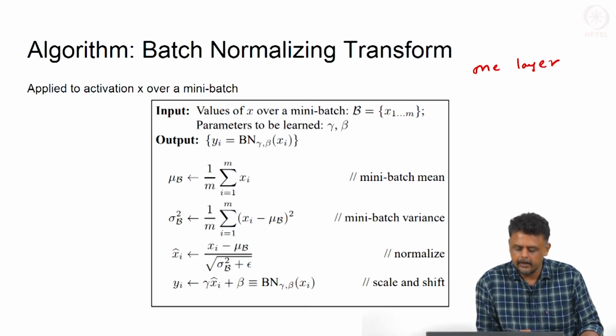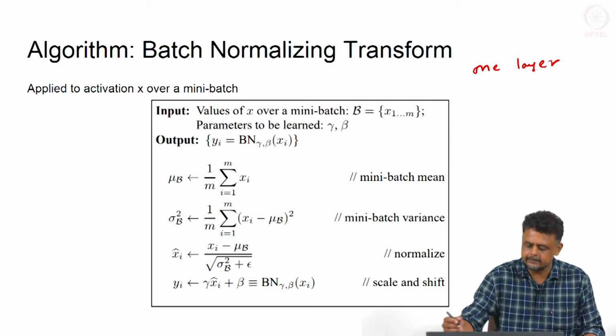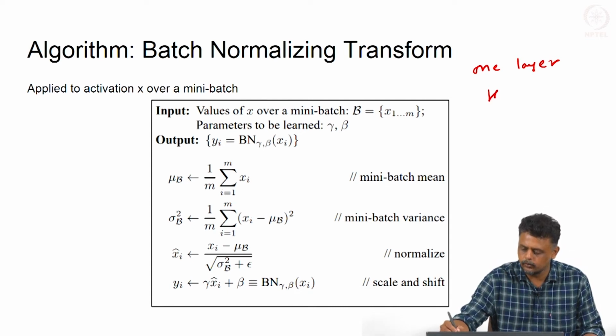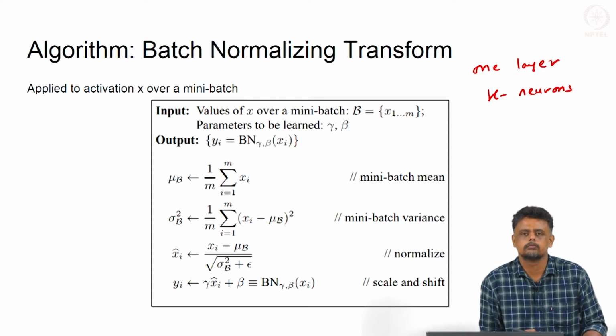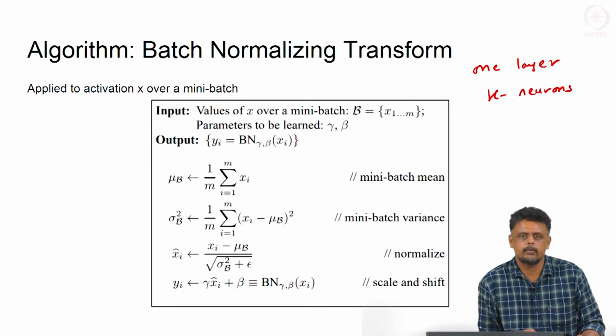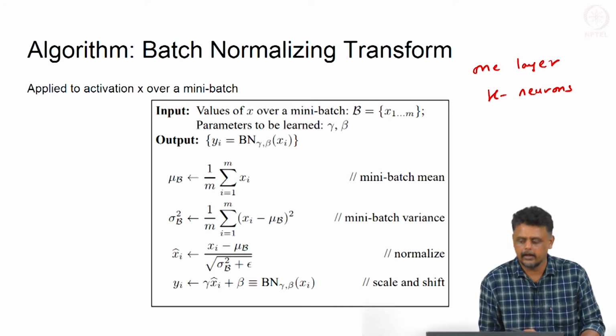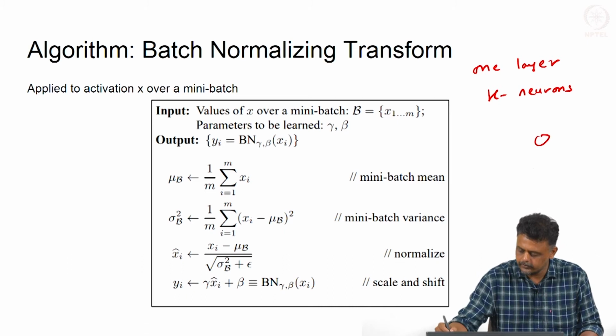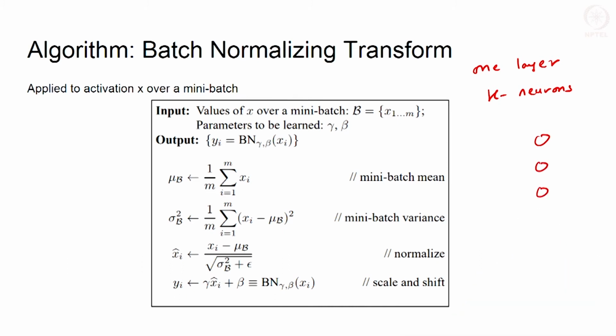Okay. And let us say it has k neurons, and we are just trying to see how this batch normalizing transform can be applied to that. So, if you have k neurons, let us say k is 4, then we have inputs coming in from the previous layer.